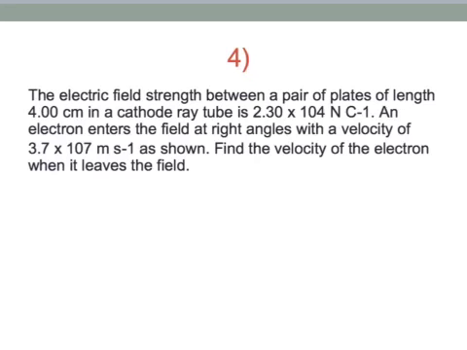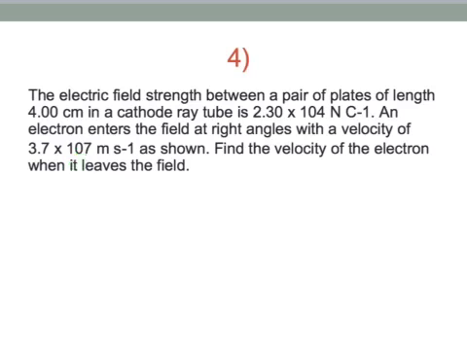Question 4. The electric field strength between a pair of plates of length 4 centimetres in a cathode ray tube is 2.3 times 10 to the power of 4, that should be. So that's 2.3 times 10 to the power of 4, if you like, 23,000 newtons per coulomb. An electron enters the field at right angles with a velocity 3.7 times 10 to the power of 7, again that should be, meters per second as shown.